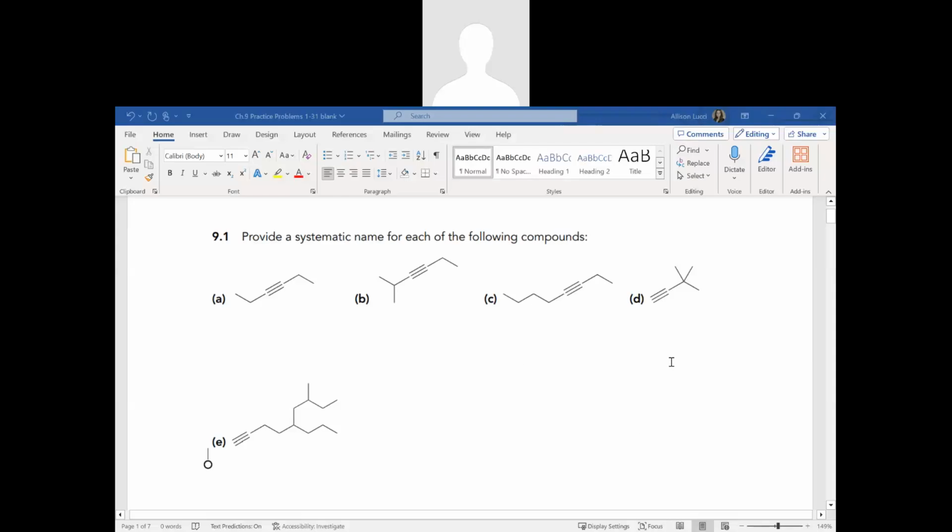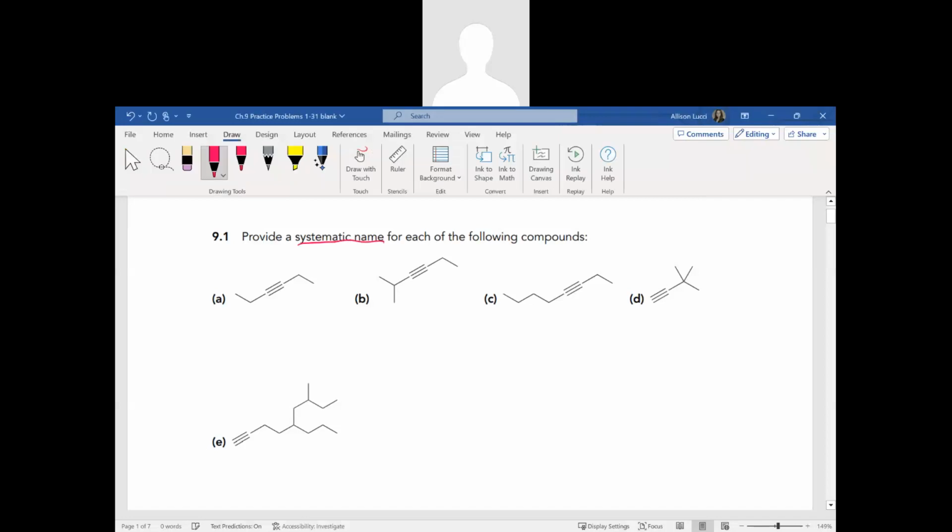Problem 1 from Chapter 9 asks us to provide a systematic name for each of these following compounds. If you recall with alkanes and alkenes, step 1 is always to find the longest carbon chain and identify the parent. In the case with double and now triple bonds, the parent chain must contain the triple bond. So let's take a look at molecule A here, and let's see what we find.